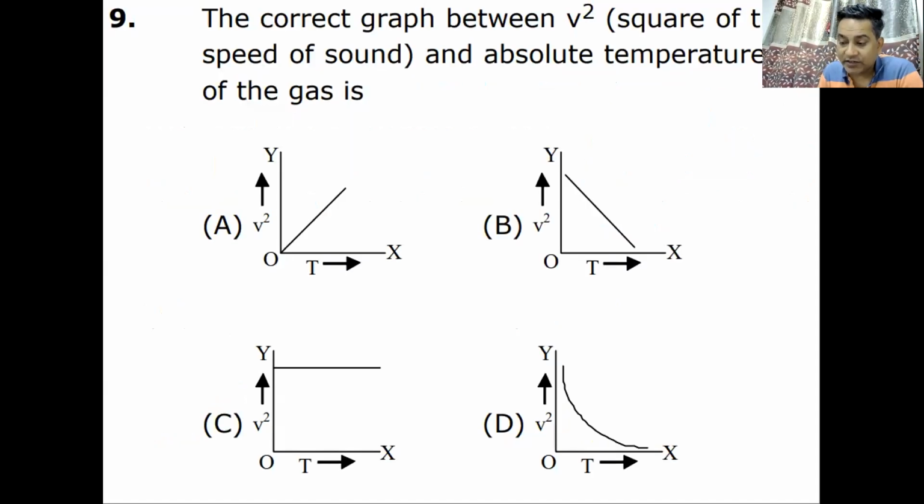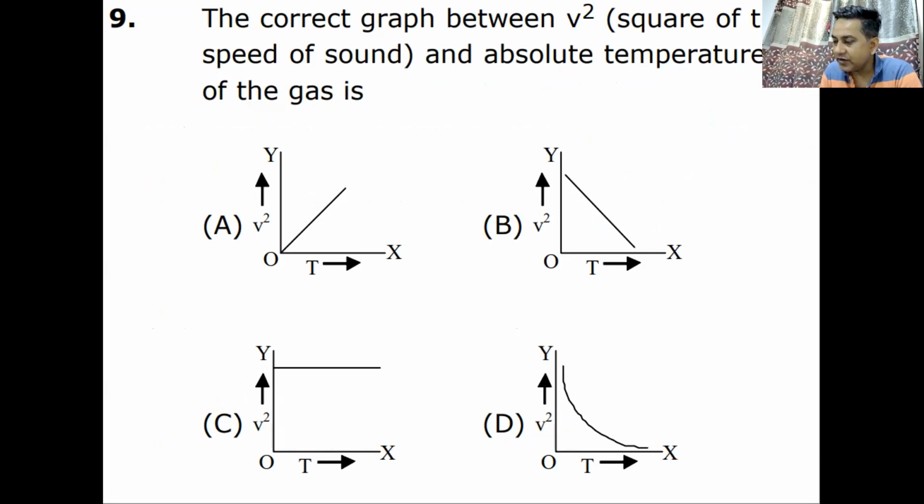Comes the next one, the correct graph of V square and temperature. Remember, absolute temperature, temperature in Kelvin. What is the correct graph? Can I have your answers, please? Which one do you think is the correct graph? This is question number 9. Question number 9 for you.